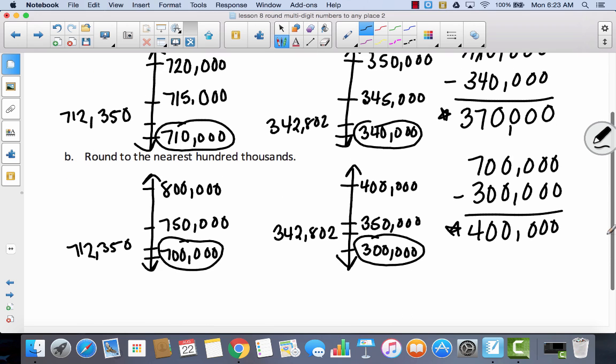So in this lesson today, we rounded to the nearest 10,000 and to the nearest 100,000. I hope that you understand how a vertical number line can help you to do this. You just have to remember what you're rounding to and look to see how many of those are in your number before you draw your vertical number line.